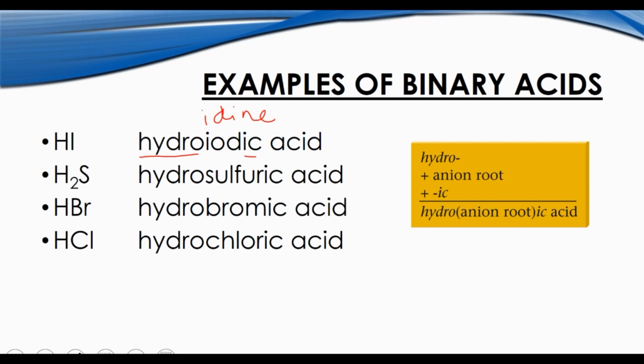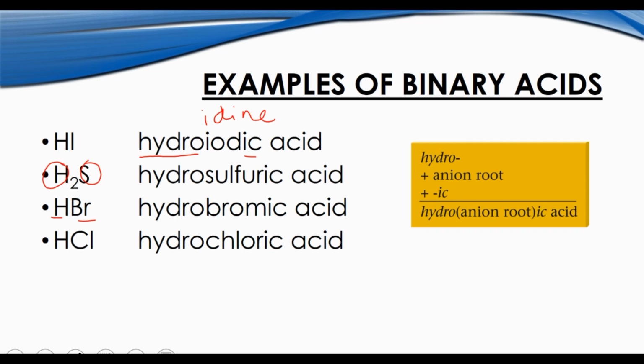Let's look at the second example, H2S. It's a binary, we're only dealing with 2 elements, hydrogen and sulfur. Here we have hydrosulfuric acid because the root name is sulfur, so sulfuric. On the third example, we have hydrogen and bromine. We are not going to say bromine, we're going to say bromic. And because we're dealing with binary, it would be hydrobromic acid.